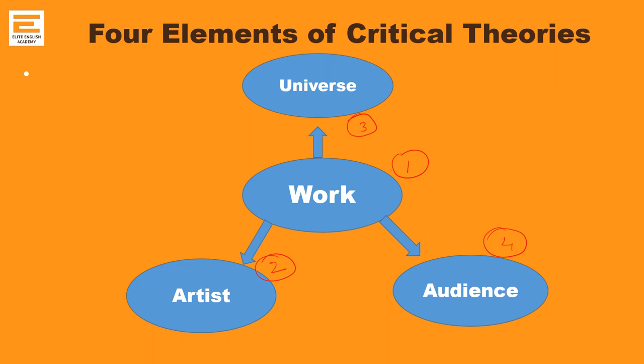Please note down: what is the base of critical theories? We have four elements. First, we need the work. To write a book, we need an artist, the writer. The writer focuses on the universe. He tries to imitate or copy the universe. But now the shift has been from universe to the audience. People started writing something focusing on the audience. This is how the entire essay has been discussed and arranged by M.H. Abrams.